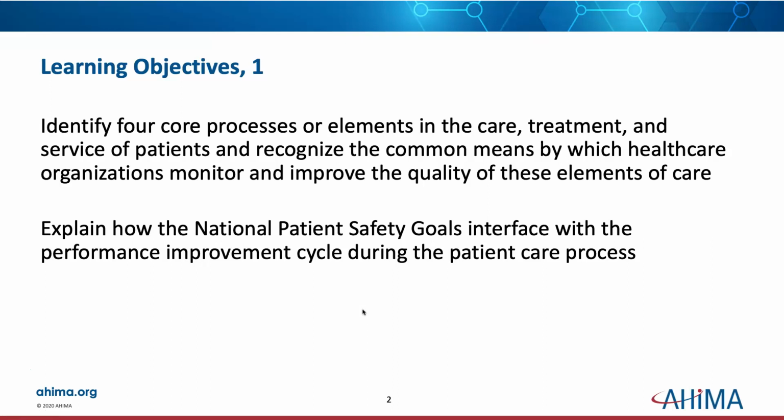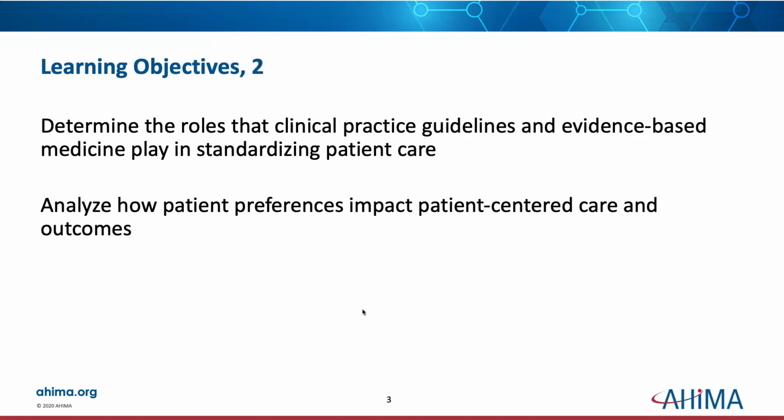So our learning objectives are to talk about the 4 core processes or elements in care, treatment, and services, common means by which healthcare organizations monitor and improve quality of these, and talk about national patient safety goals, which I think we've talked about before, but for the fun of it, we'll go back through them again. We will talk about roles that clinical practice guidelines and evidence-based medicine play in standardizing patient care, and talk about how patient preferences impact patient-centered care and outcomes. Although we will be going back for Chapter 7, which also focuses on patient satisfaction. So some of this information we'll go over a little bit early, but it'll dovetail back when we cover Chapter 7.